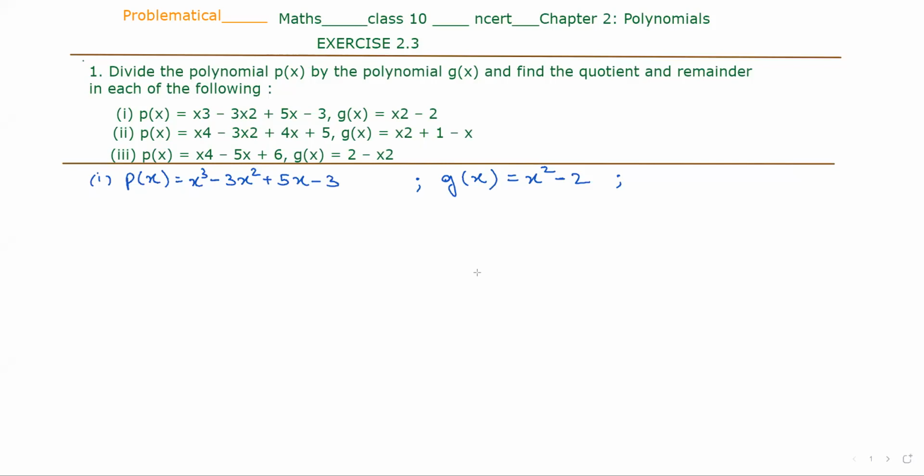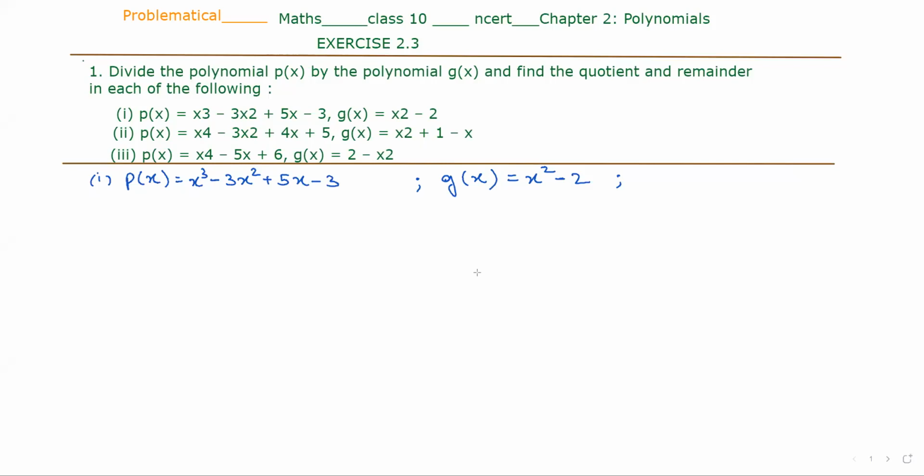Today we'll continue our discussion of polynomials. Today we'll discuss exercise 2.3 of Maths 10 Standard NCERT. So let's start. The first question is, divide the polynomial p of x by the polynomial g of x and find the quotient and remainder in each of the following.